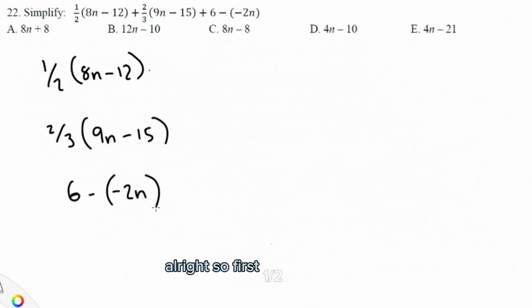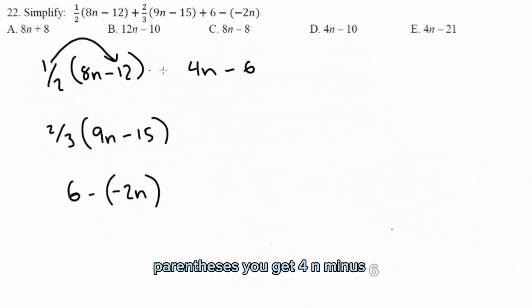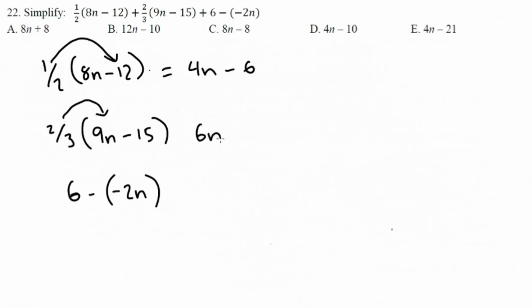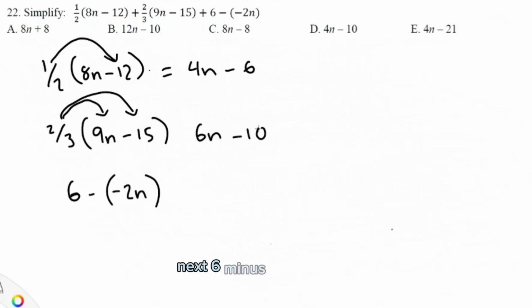Alright, so first, 1/2 of 8n is 4n, and 1/2 of negative 12 is negative 6. So when you distribute the 1/2 into this parentheses, you get 4n minus 6. Next, 2/3 of 9n is just 6n, and 2/3 of negative 15 is negative 10. Next, 6 minus negative 2n. That's the same thing as 6 plus 2n because the negatives cancel out.